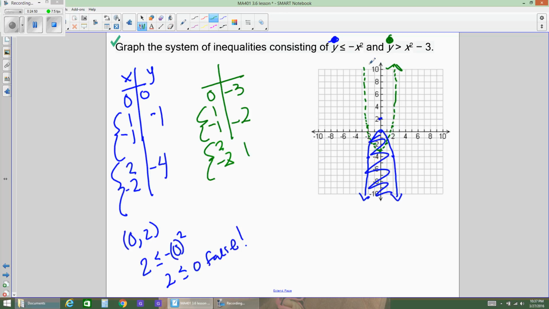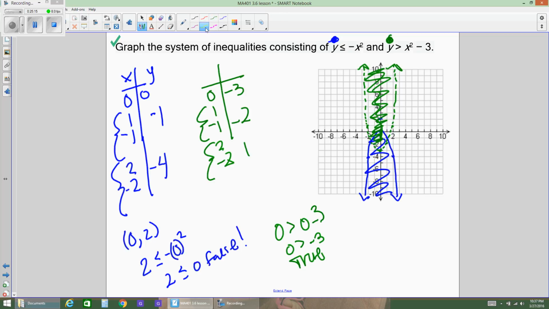And can we use 0, 0 as our test point? Yes, yay, we can. So go ahead and plug it in. 0 is greater than or equal to 0 minus 3. 0 is greater than negative 3 is true. So we were at 0, 0, which means we shade the inside.